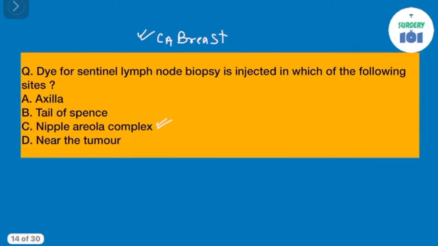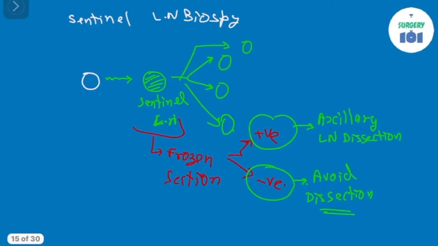Now, what this particular question is trying to ask you is, whenever you are performing it for carcinoma breast, where do you inject it? Do you inject it near the tumor, or near the nipple areolar complex? There is a controversy. Even your guideline says that you may inject it near the tumor or you may inject it near the nipple areolar complex. But ultimately, the conclusion is that the more appropriate position is near the nipple areolar complex. Okay, so please understand this point. It is not a very clear-cut distinction, but usually we prefer to inject it near the nipple areolar complex. And that is why you should mark C as the answer. Okay, I hope you are able to understand.